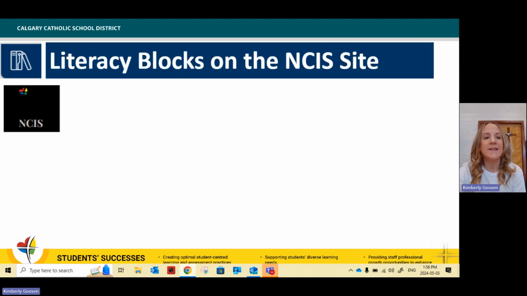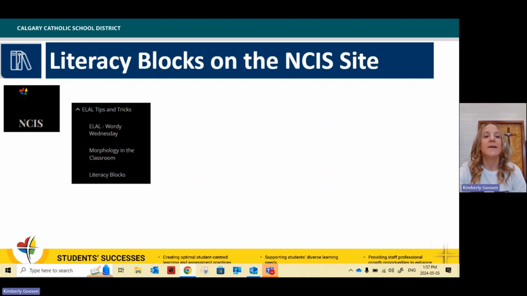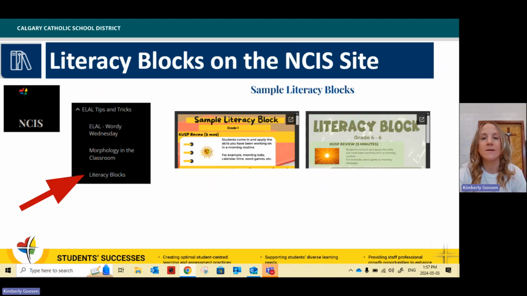So if you go onto the NCIS site, there is a little drop down on the side, and it's ELAL tips and tricks. And under that, you will see a subpage called literacy blocks. So there are sample literacy blocks for grades 1, 2, and 3, and then a sample literacy block for 4 to 6 with that adjustment with the time.